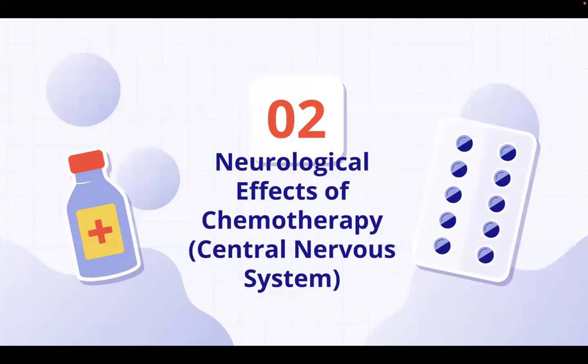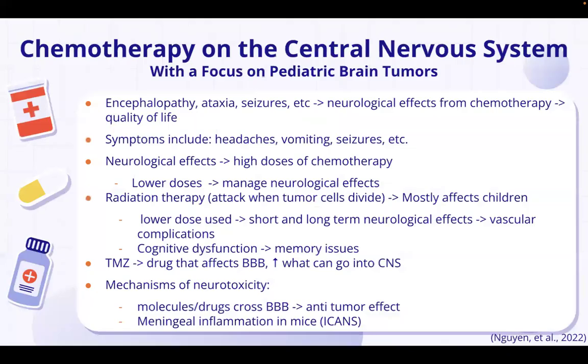Okay, so now diving into the neurological effects of chemotherapy on the central nervous system. We know that the central nervous system consists of the brain and the spinal cord. Therefore, when the chemotherapeutic drugs affect the central nervous system, it affects the individual neurologically. So this includes encephalopathy, ataxia, which is known as muscle weakness, and seizures, which all harm the brain based off of the drug that is being used, specifically the chemotherapeutic drug. Additionally, this brings the idea of quality of life into play, which discusses if these effects from the chemotherapy drugs affect the individual's day-to-day life negatively, like if this affects their ability to walk, talk, etc.